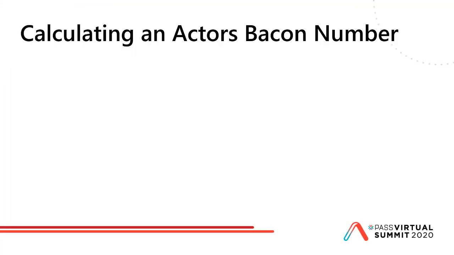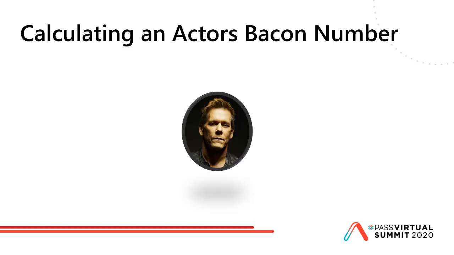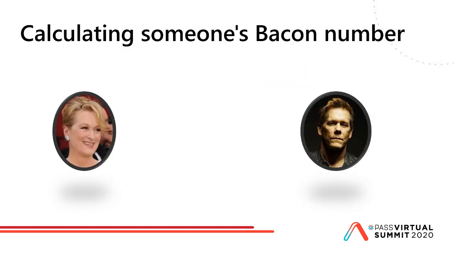Here's how it works. We begin with Kevin Bacon himself. As Kevin Bacon is Kevin Bacon, there is no distance between him. Therefore, his Bacon number is 0. Next, we have Meryl Streep. In 1994, Meryl Streep acted in the movie The River Wild with Kevin Bacon. Meryl has therefore worked directly with Kevin, and her Bacon number is 1.